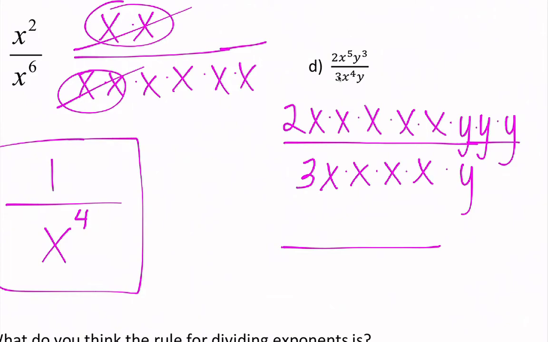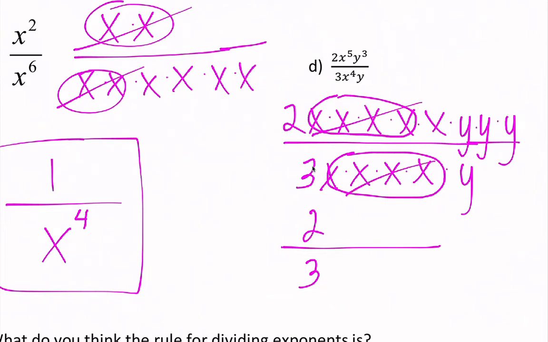Okay, so I like to do my coefficients, my regular numbers first, and then I'll work through the alphabet. I have 2 divided by 3. Well, 2 divided by 3 is 2/3, which is a fraction that will not simplify any further. Next, I look at my x's. I see that 4 x's from the bottom will cancel out 4 x's from the top. So that leaves me with this single x that is on the top.